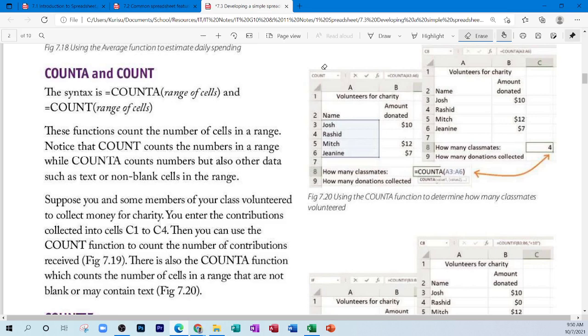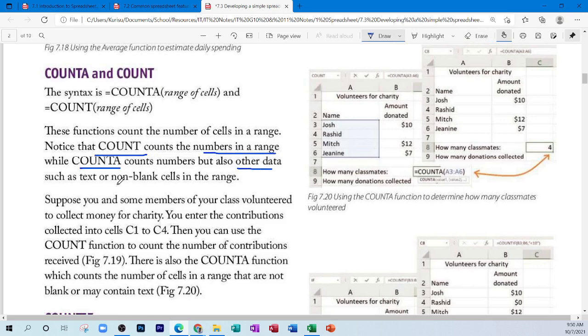COUNTA and COUNT. The syntax is equal COUNTA, open bracket, range of cells, and equal COUNT, open bracket, range of cells. These functions count the number of cells in a range. Notice that COUNT counts the numbers in a range, while COUNTA counts numbers but also other data, such as text or non-blank cells in the range.